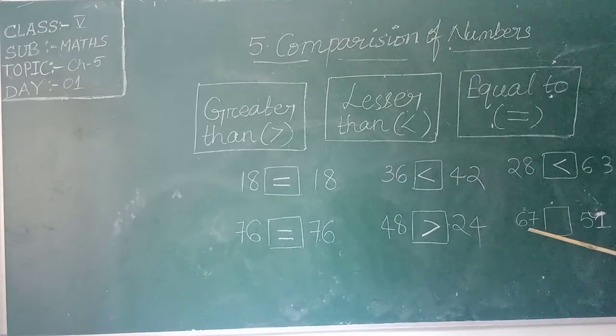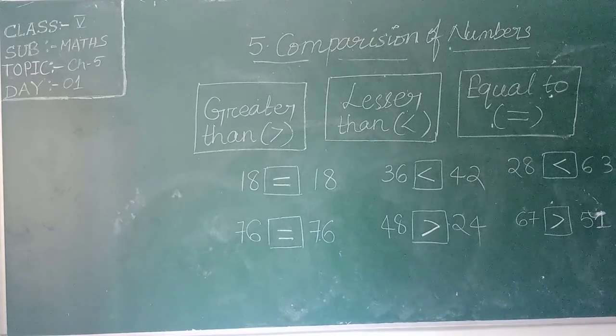What is given next? 67 and 51. Again, what should we do here? Comparison. Compare the first number with the second number, like all the sums we did. First number is 67 and second number is 51. Now compare 67 and 51. 67 is greater or less or equal? 67 is greater than 51. So we use the greater than symbol. Students, note down this in your notebook and we will continue next class.